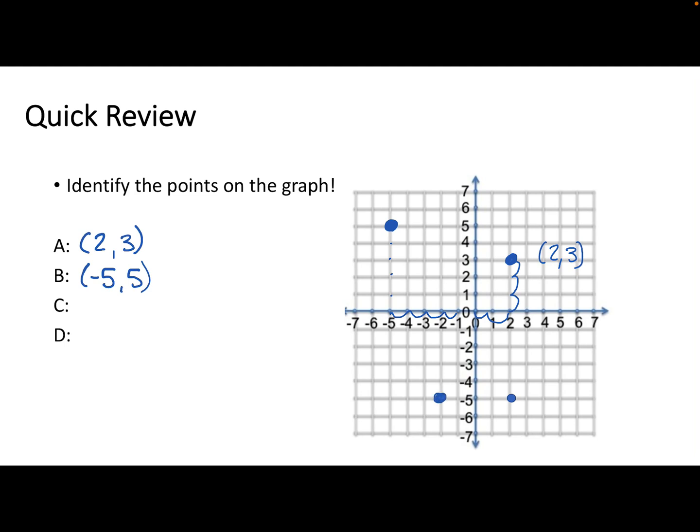Bottom left, over 2, down 1, 2, 3, 4, 5. So that one is negative 2, negative 5. And then last but not least, the bottom right, over 2, down 1, 2, 3, 4, 5. So positive 2, negative 5.